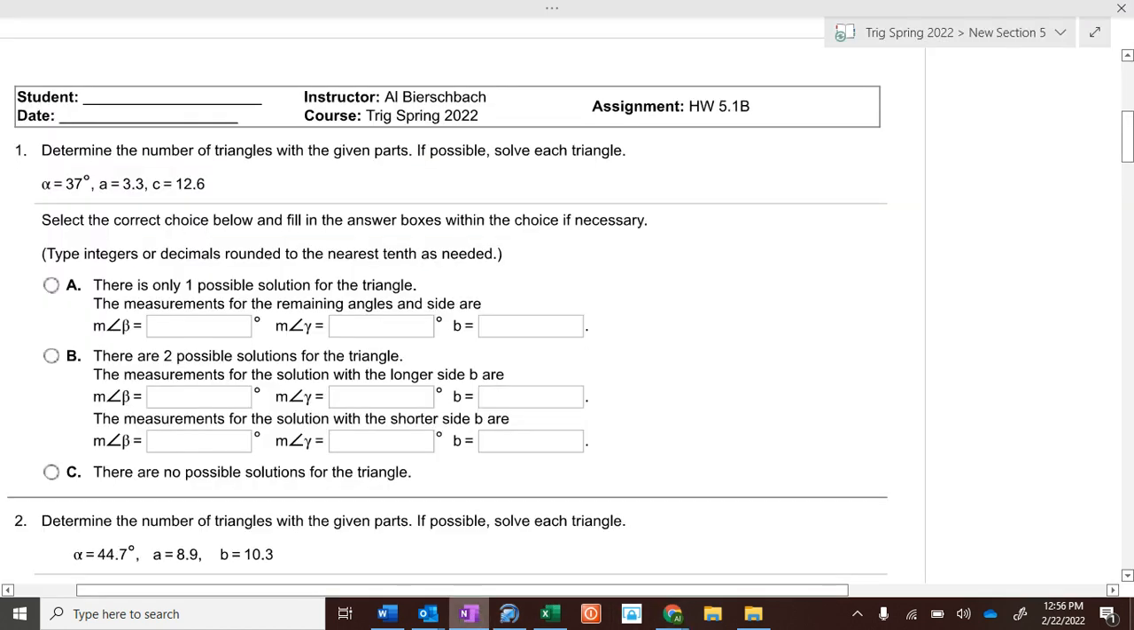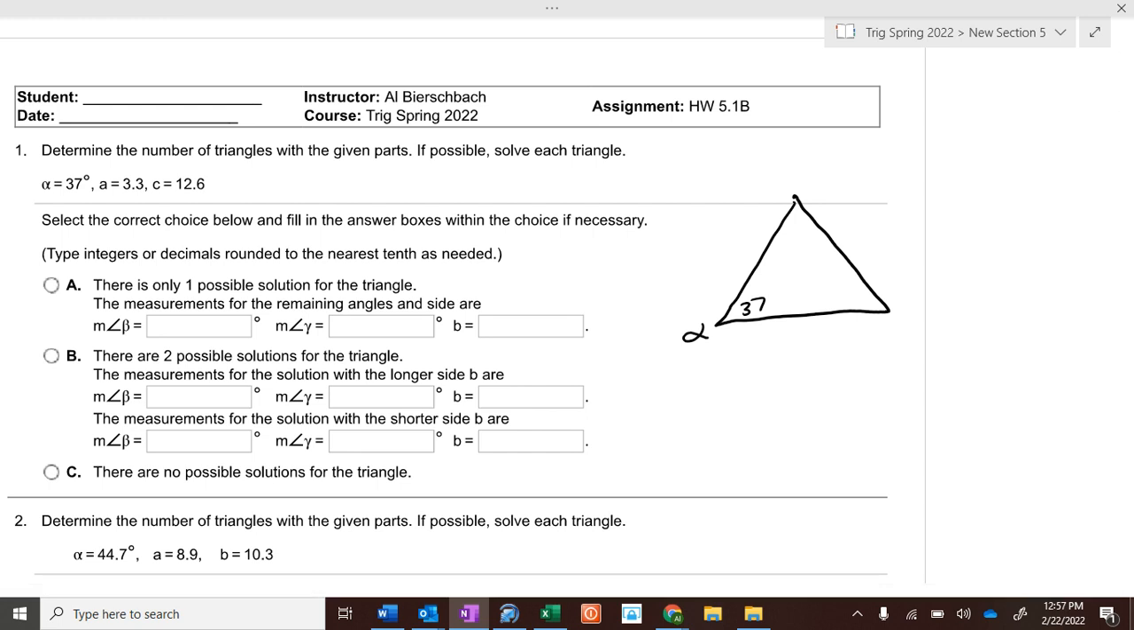Okay, so when you make these triangles, you always start out with an acute triangle, a good looking triangle here. So alpha is here, which is 37. Whatever angle they give you, put it on the lower left-hand corner.